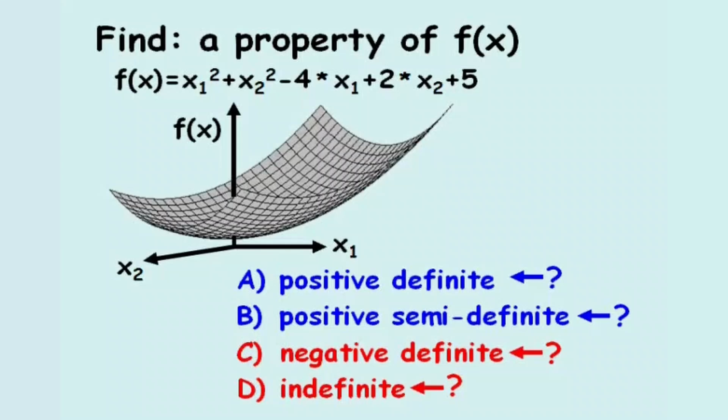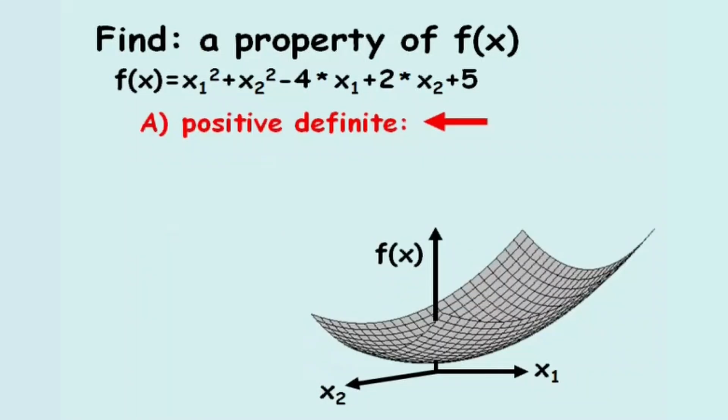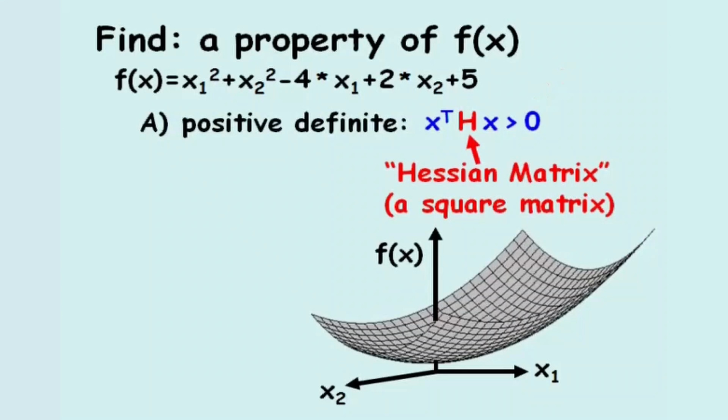The definition of these properties are as follows. A positive definite function is one in which, for any non-zero vector x, x transpose Hx is strictly greater than 0. In this inequality, H is the second-order partial derivative of the function, often referred to as the Hessian matrix.